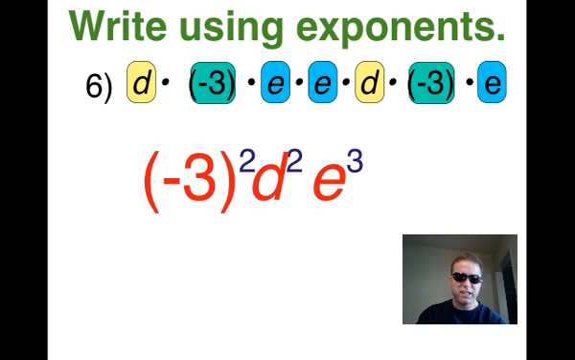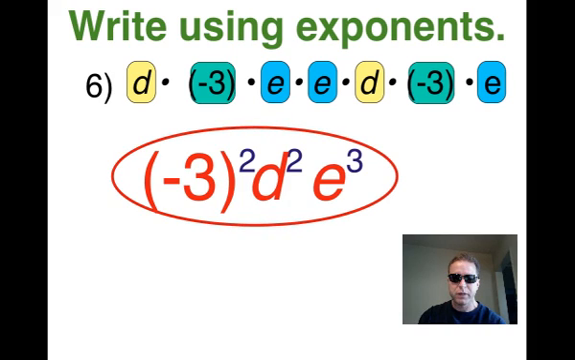Now, honestly, normally, if I was writing this, I probably wouldn't write it as -3 to the second power. I just would probably put a +9, because -3 times -3 is 9. But they are asking us to write it using exponents. So we're going to follow their directions and be good little boys and girls and do exactly what the instructions say. All right.